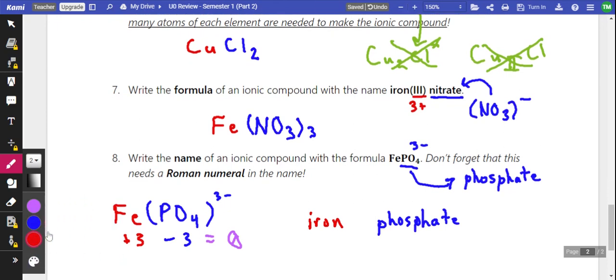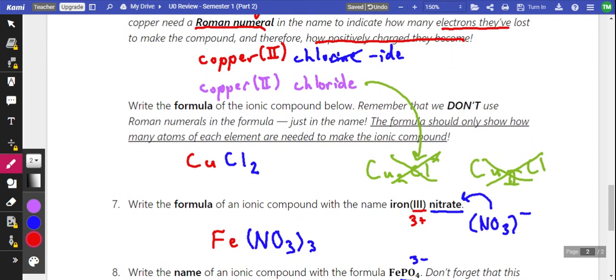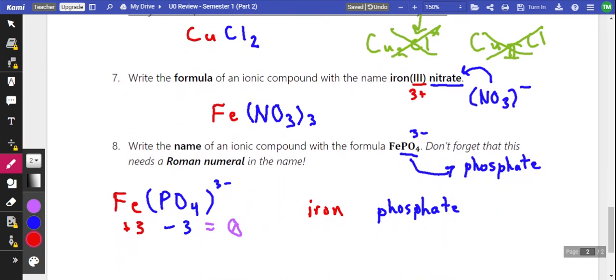Okay, but just like with the copper chloride example up here, we have to say a Roman numeral to tell us how positively charged the compound is in this case. So I can't just call this iron phosphate. I needed to figure out that the iron has a positive 3 charge in this case. So I can tag a Roman numeral onto it. Roman numeral 3 for its +3 charge. So the full name is not just iron phosphate, it's iron(III) phosphate.